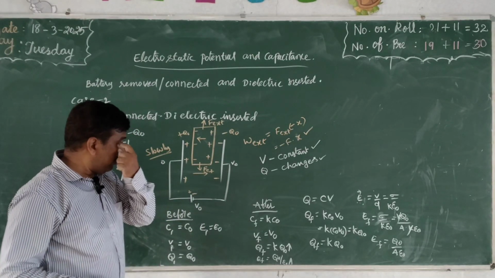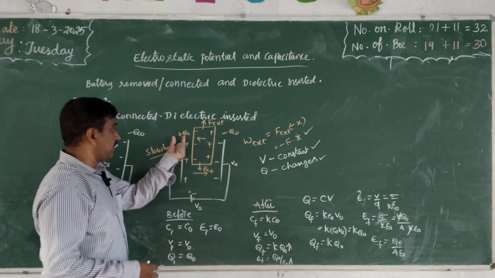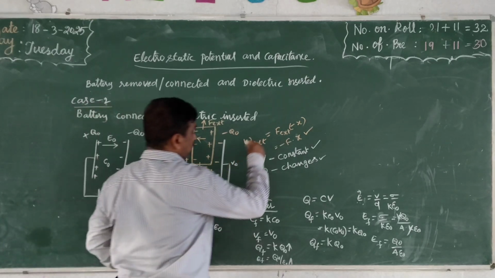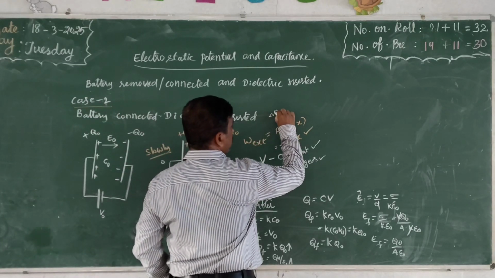Why now? Here, when the battery is connected and the dielectric is inserted, Q naught is increased to K Q naught. See here, what is the change in charge now?